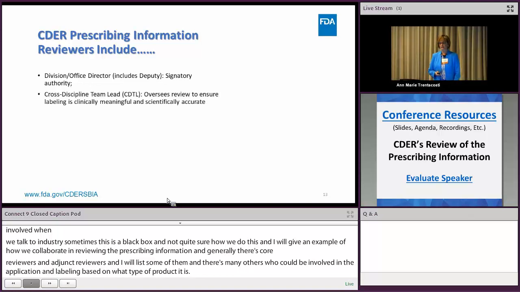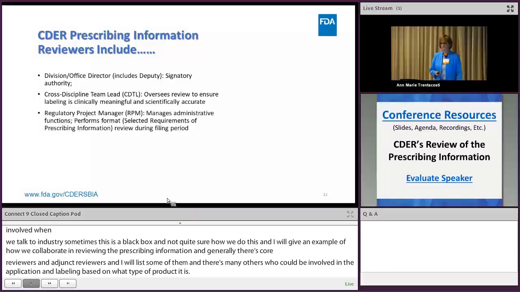You heard yesterday a little bit about the CDTL, the cross-discipline team leader. From a labeling perspective, this person oversees the multidiscipline review of the prescribing information to be sure that it's scientifically accurate and clinically meaningful. So at the end of the day, even though we want every section of the prescribing information, even subsections and sections that may not seem quite as clinical, such as non-clinical toxicology, to be clinically meaningful because, again, our end users are healthcare providers. So the CDTL always looks at the entire labeling for all the sections.